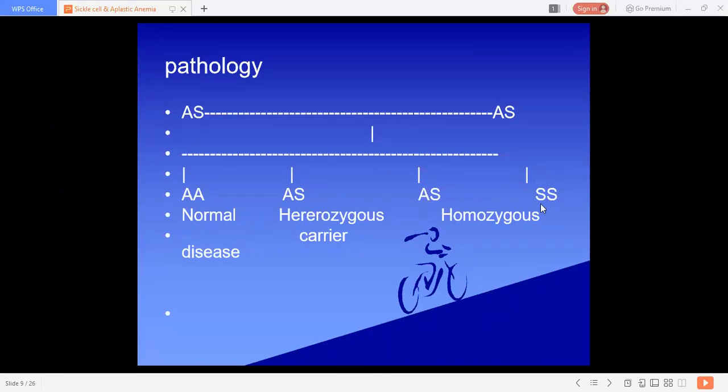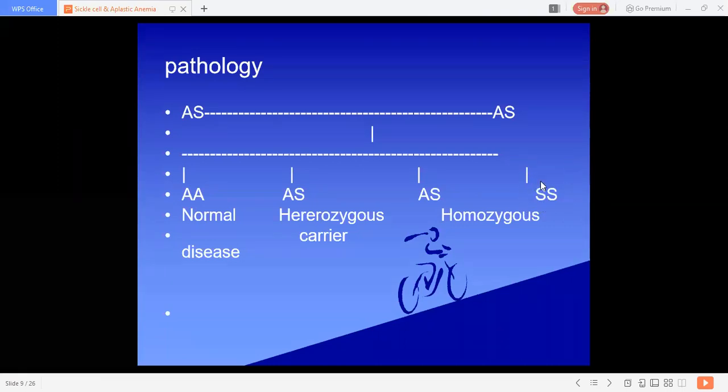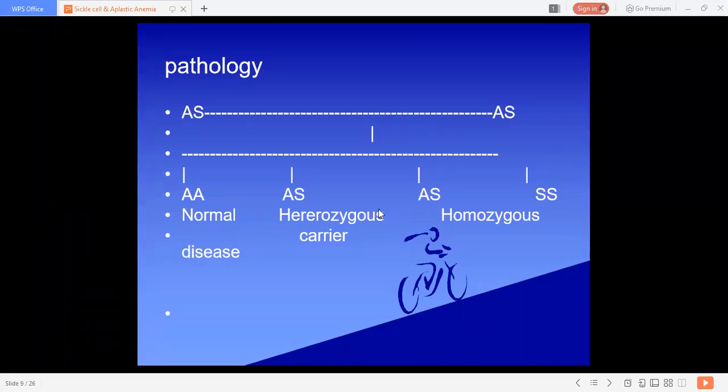And SS, they are the homozygous trait, they carry the sickle cell anemia. They are having the sickle cell anemia. AS, their genotype, they are heterozygous and they are the carrier, sickle cell trait. They carry this trait but don't get affected themselves. They just act as a carrier. But the SS genotype, that is the homozygous trait, they are the sufferers of sickle cell anemia.